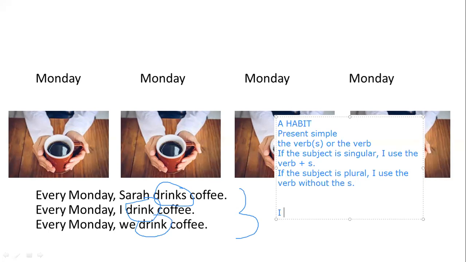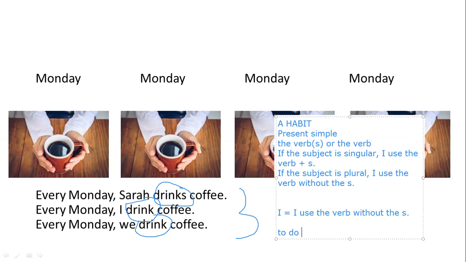Okay, what about the subject I? I is like the plural subject. So with I, I use the verb without the S. And this is regarding verb to do. Okay, so this is regarding all the verbs that have do as their source. If you go to the first video, you're going to learn how to use the present simple with verb to be. Learn to distinguish between the two.